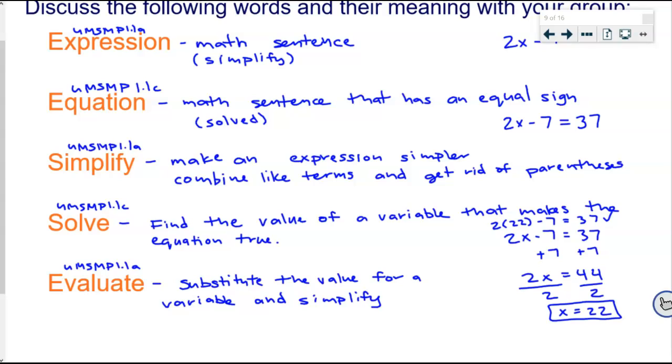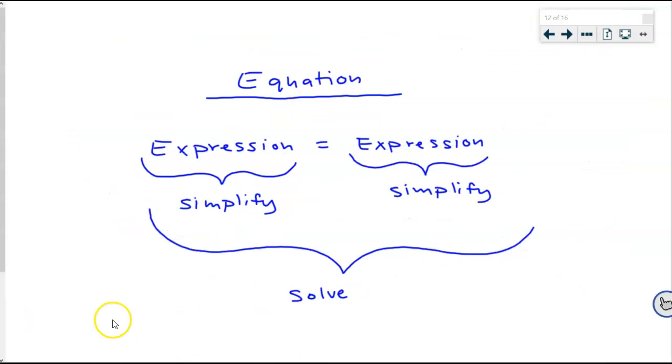Exactly, they're both math sentences. The equation has an equal sign, which leads us very nicely into this screen right here. Remember how I made you write this in addition to all the other times we wrote it? Because an equation is an expression equal to another expression, or a math sentence equal to a math sentence.